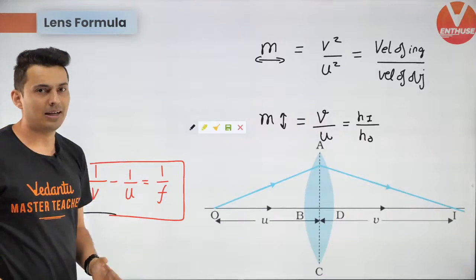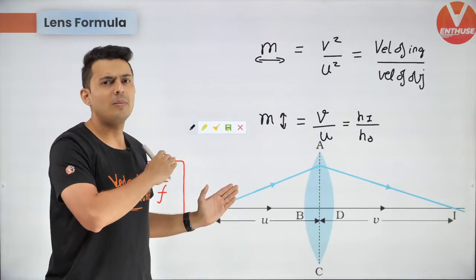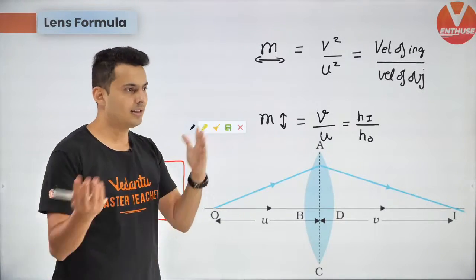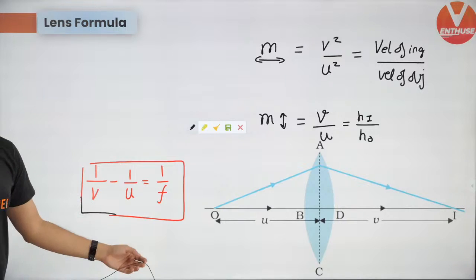So all the formulas which are there for mirror are still valid here. Just that wherever you saw minus sign, remove it, and wherever you saw plus sign, add a minus. That's all. Okay, I hope this is clear.